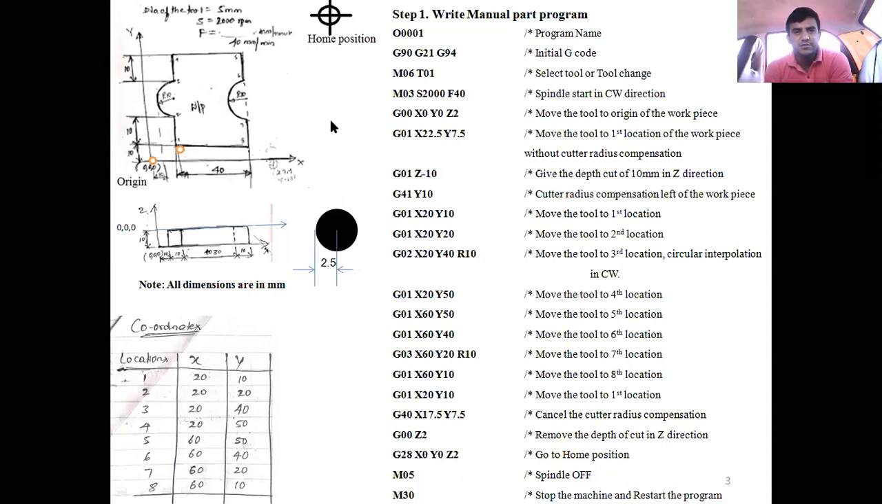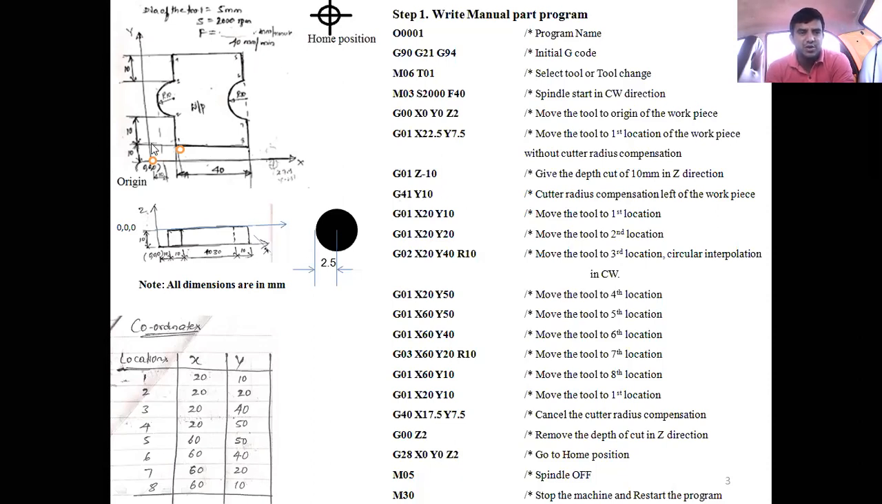So all the first 5 lines are common for all the programs. Next, the remaining lines depend upon the contour. We have to give the G codes, and if you want to include the cutter radius compensation, whether on the left side, then you give G41.